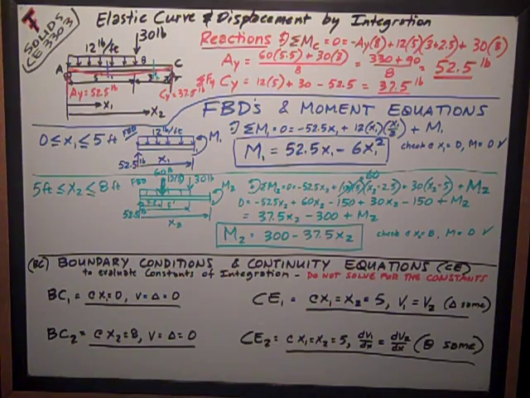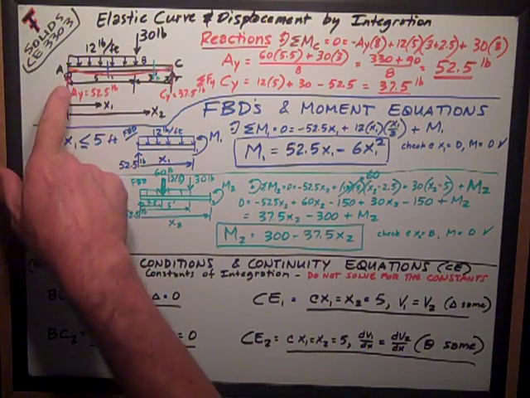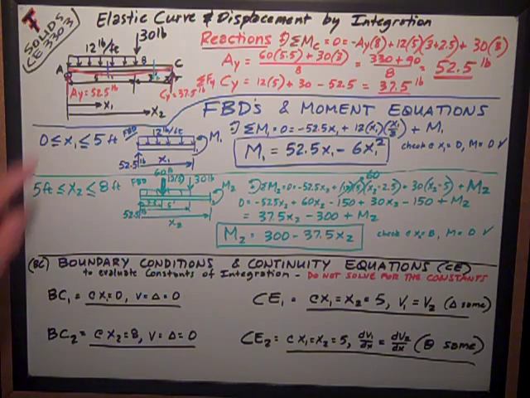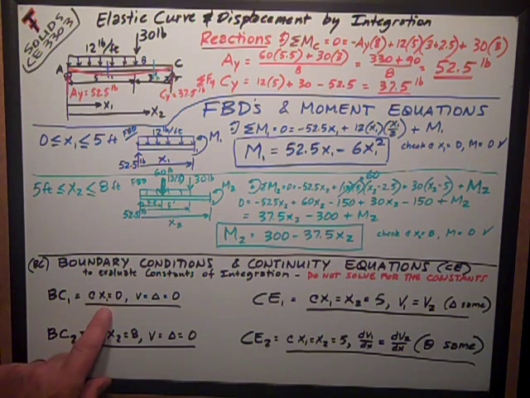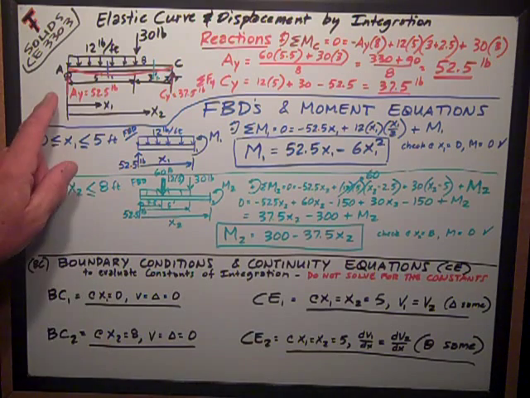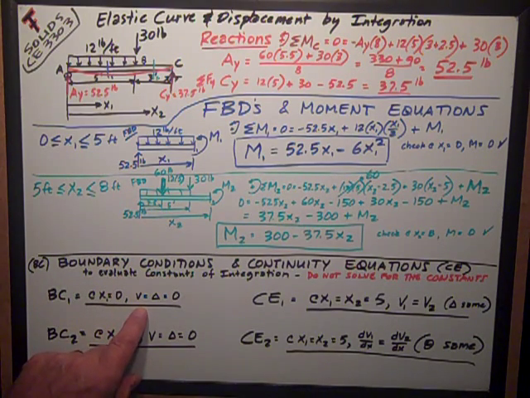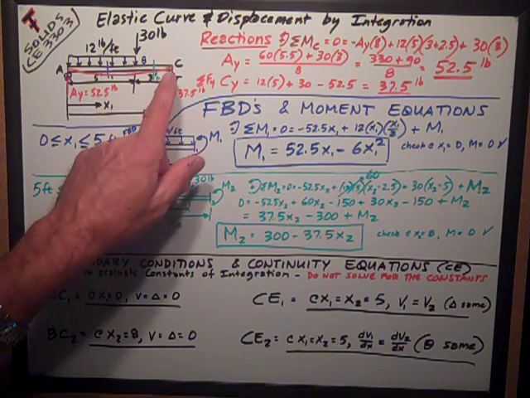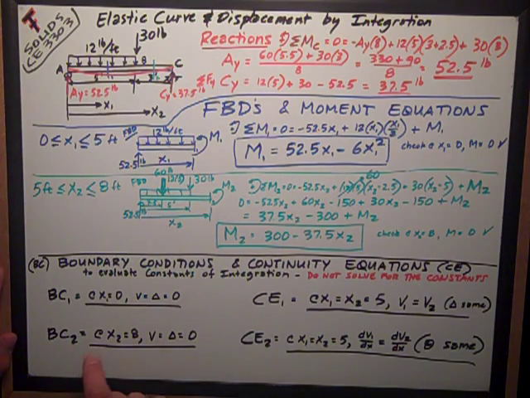and our continuity equations. I observe that at support A, which is x1 equal to 0, my deflection, or V, which I also call delta, is 0. So that's a boundary condition. My other boundary condition is over here at the other end at point C, where x2 is equal to 8. My deflection is also equal to 0. So that's all I wanted on that.